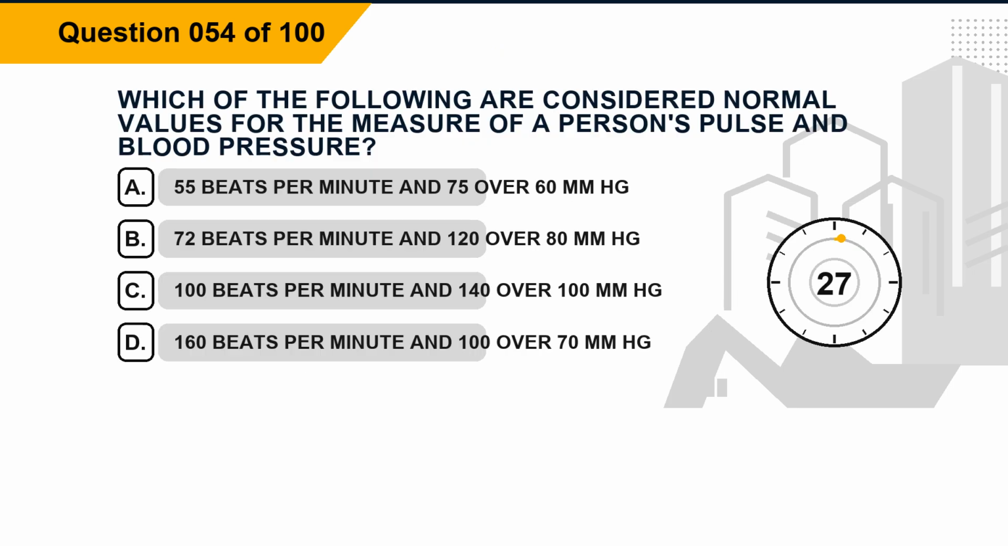Question 54. Which of the following are considered normal values for the measure of a person's pulse and blood pressure?